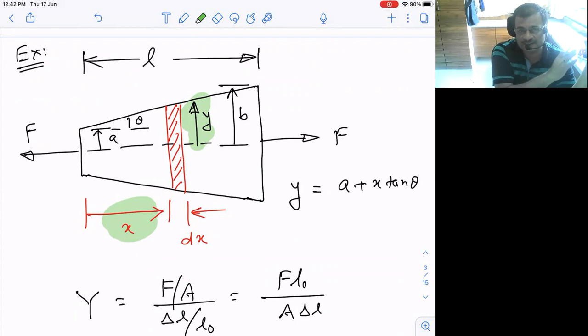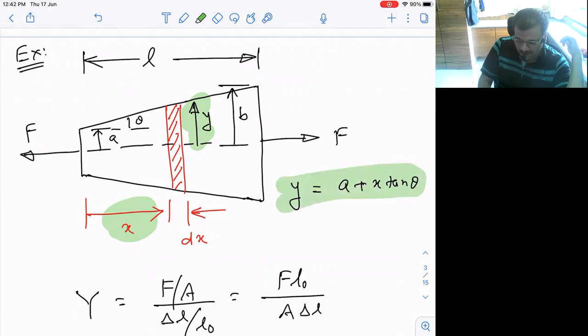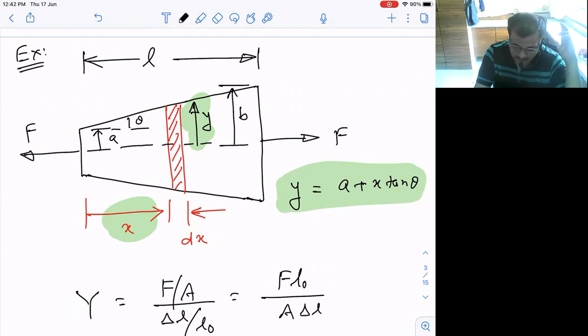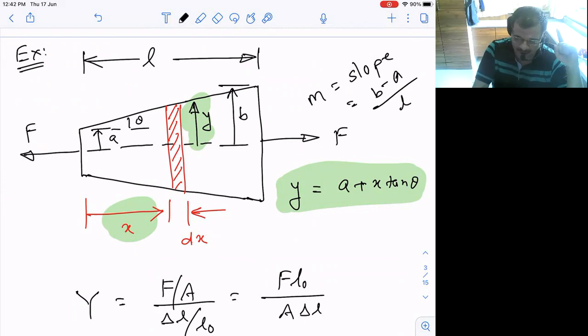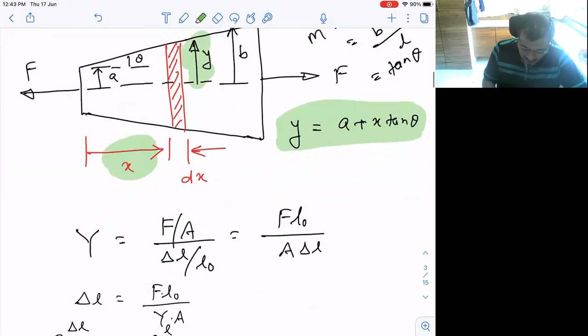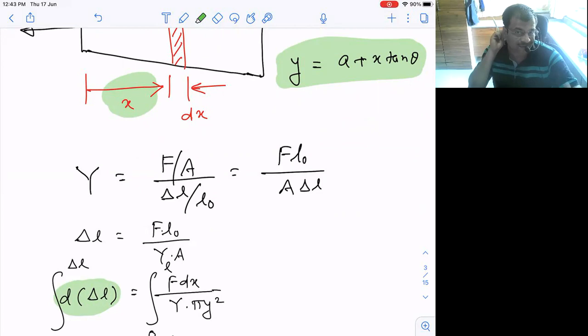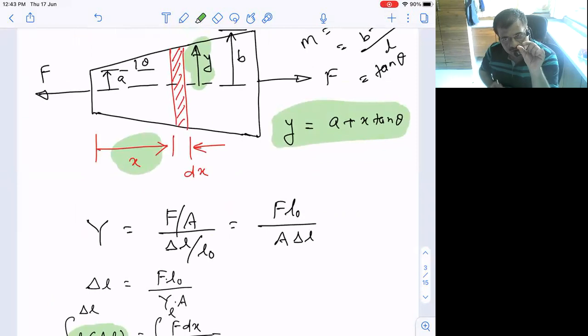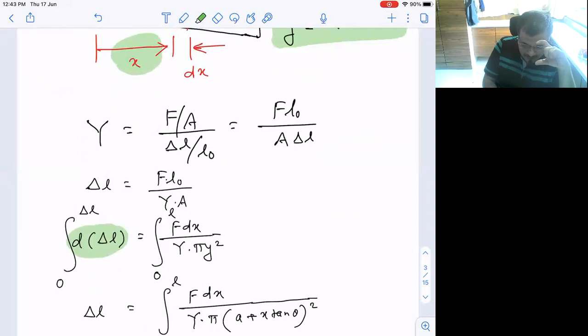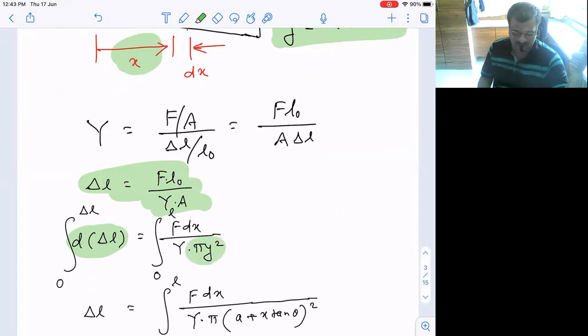So this y is equal to, friends, a plus x tan theta by using the y is equal to mx plus c, where m is the slope, होता है दोस्तों slope, right? तो ये जो slope है, ये अगर आप देखोगे तो ये है b minus a divided by L. That is nothing but tan theta, which is a constantly tapering rod. So we'd like to know the elemental elongation of elemental rod having the thickness dx and cross sectional area pi y square. So I'm applying this particular formula on elemental basis. So it is pi y square here, pi y square is the area of cross section, and a length L naught is dx.